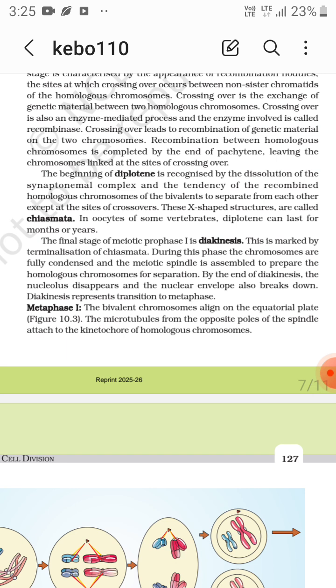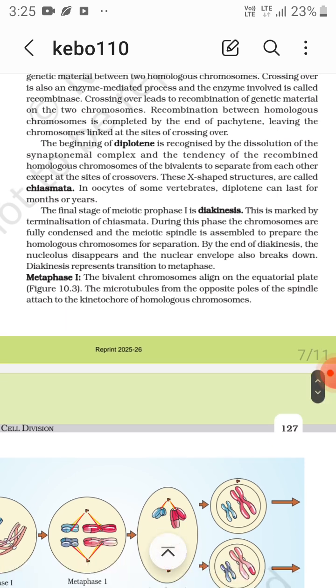This also helps you remember that leaving the chromosomes linked at the sites of crossing over occurs at pachytene. Also remember that in diplotene, there is the tendency of the recombined homologous chromosomes of the bivalents to separate from each other except at the sites of the crossovers. So these X-shaped structures are called chiasmata.